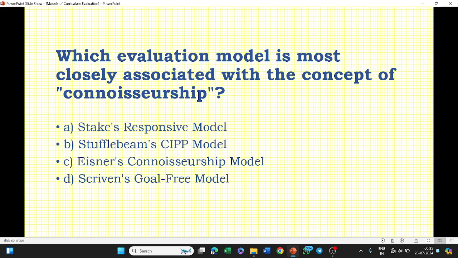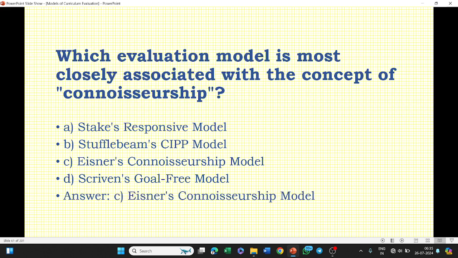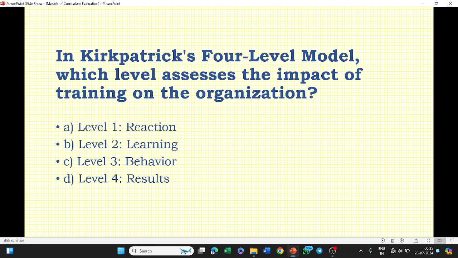Next, which evaluation model is most closely associated with the concept of connoisseurship? Options: Stake's responsive model, Stufflebeam's CIPP model, Eisner's connoisseurship model, Scriven's goal-free model. Answer of this question is option C, that is Eisner's connoisseurship model.